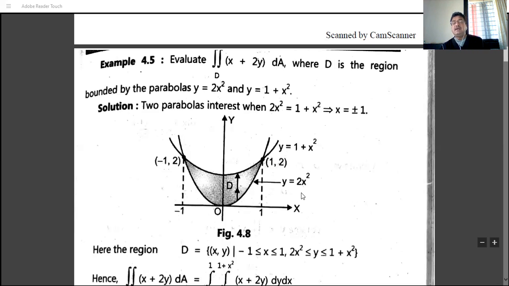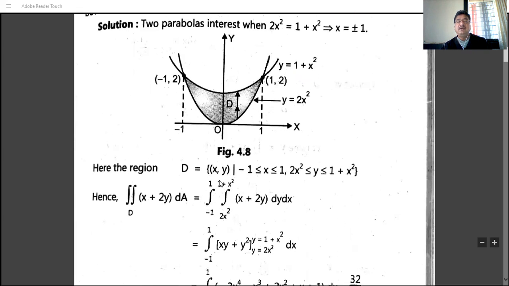If we substitute x is equal to plus 1 in this equation, then we have y is 2. And if we substitute x is equal to minus 1 in this equation, then we have y is 2. Therefore 1, 2 is one point of intersection of these two parabolas. And if we substitute x is equal to minus 1, then y is also 2. So minus 1, 2 is another intersection point. So these are the points of intersection of these two parabolas.